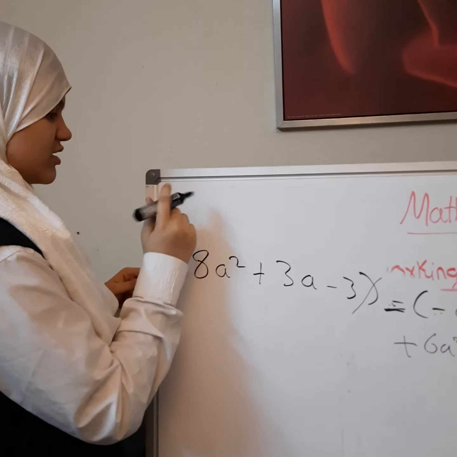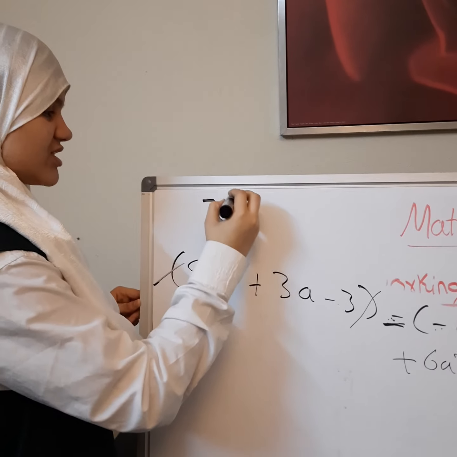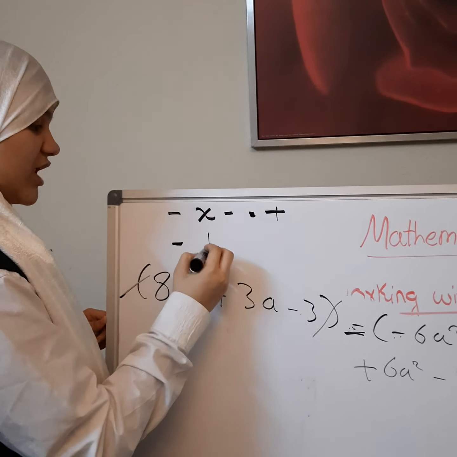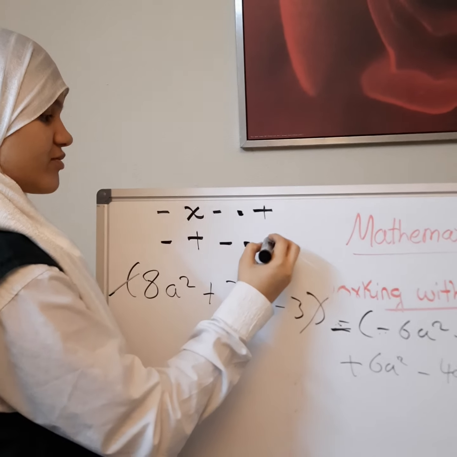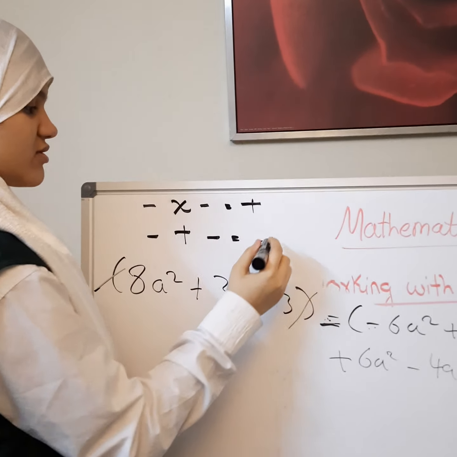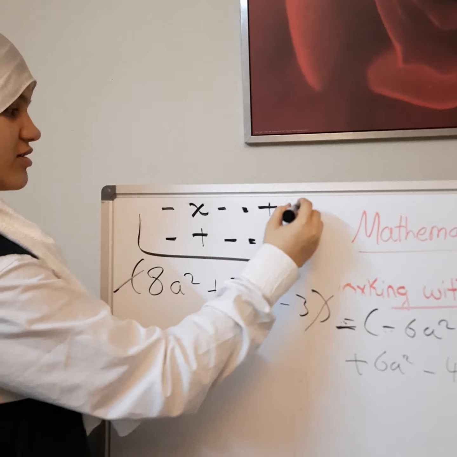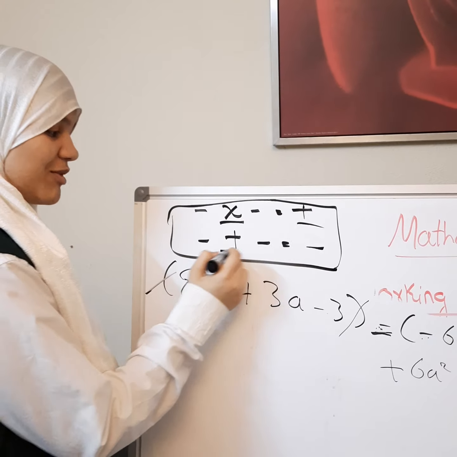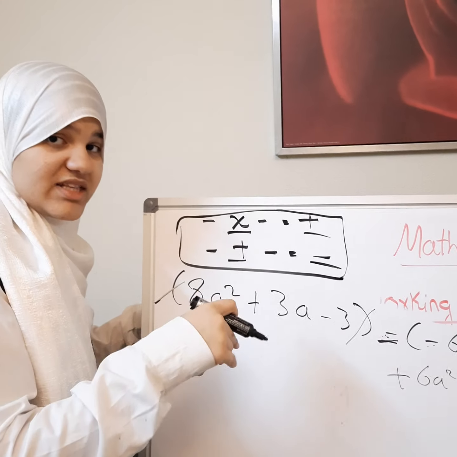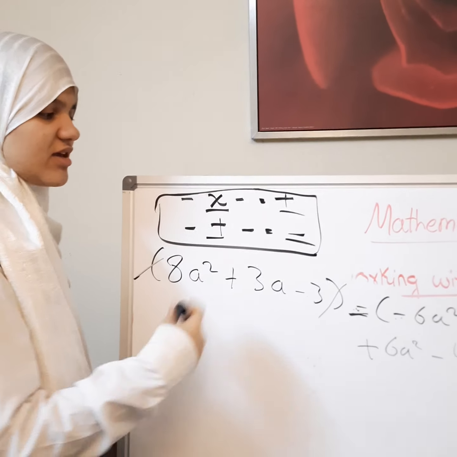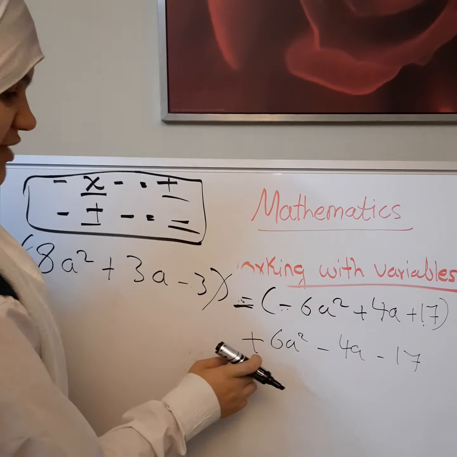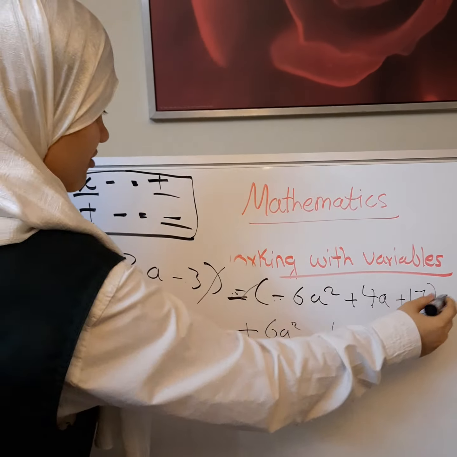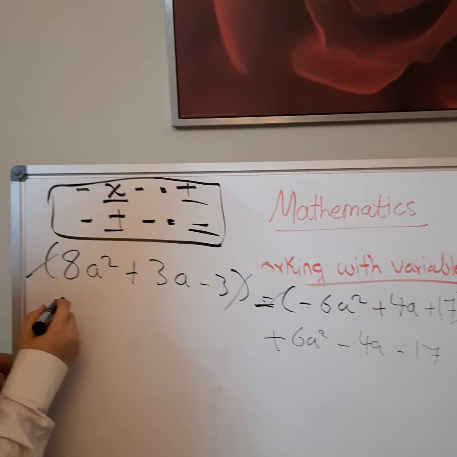Here, negative times negative is equal to positive. But negative plus negative is equal to negative. Okay? In the multiplication way, it will be positive. But in the plus way, it will be negative. But we will add it. Okay? Now, after we finish, plus 6a squared, minus 4a, minus 17. We finish, that means we cancel the brackets. And here also, we make it the same.